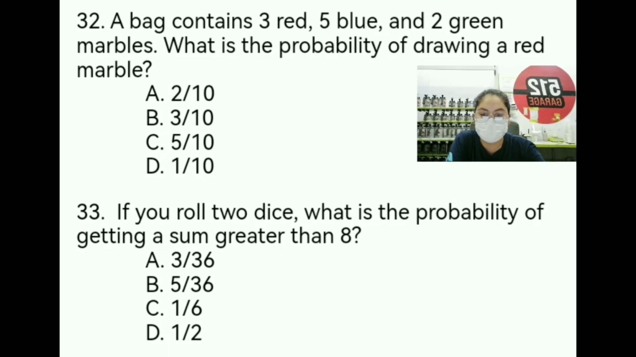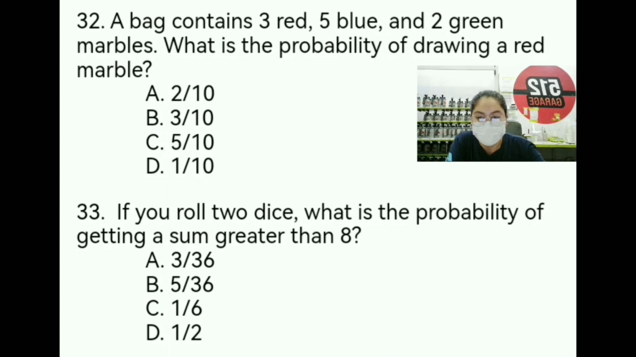Number 33. If you roll 2 dice, what is the probability of getting a sum greater than 8? Letter A, 3 over 36. Letter B, 5 over 18. Letter C, 1 over 6. And lastly, letter D, 1 over 2 or 1/2.